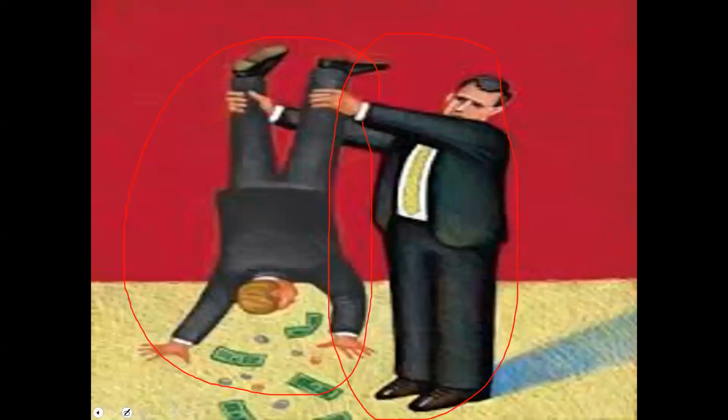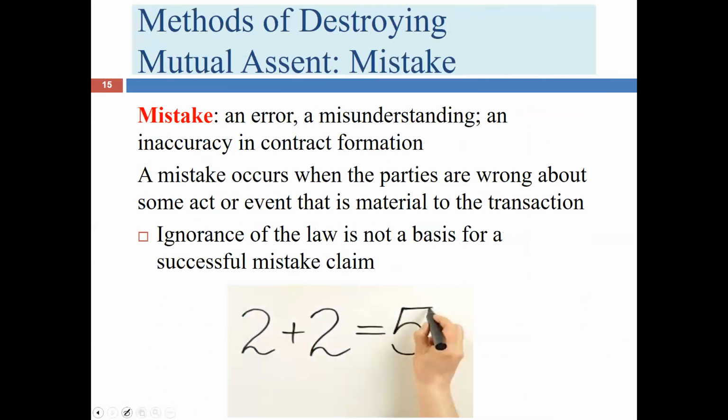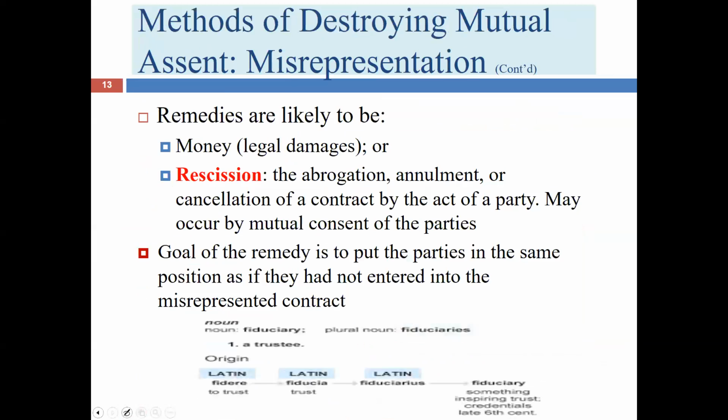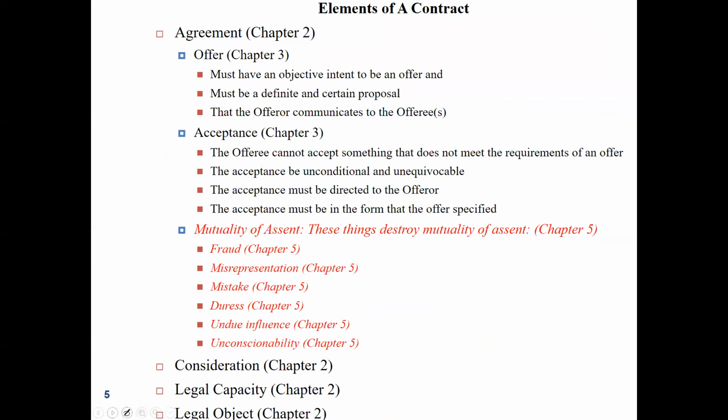And let's just go back here for a second to our first slide. Or not first slide, but one of our first slides. Here we go. And this is the part that we added in this chapter. We've talked about offer and acceptance and mutuality of assent all being part of the agreement element. So this stuff in red is what we covered today.